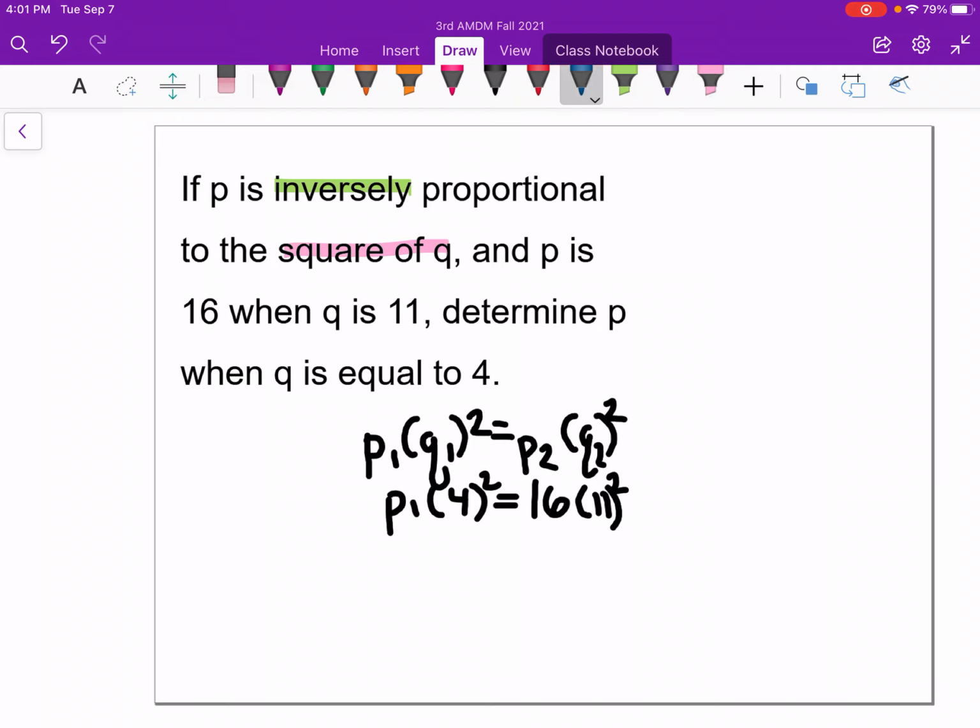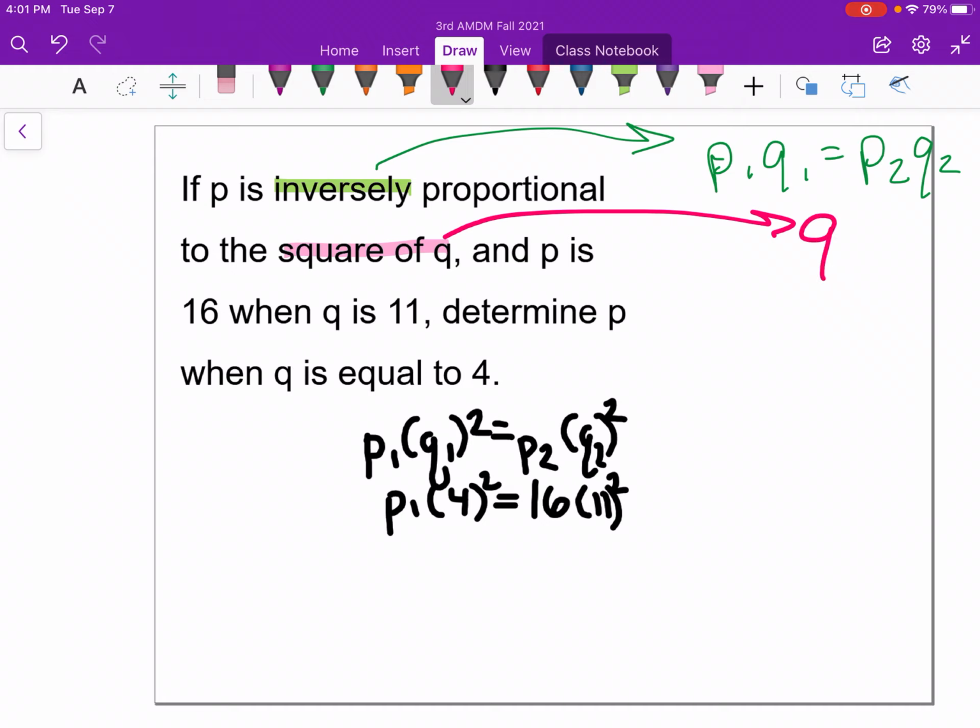So inversely proportional means p1 q1 equals p2 q2. You're going to multiply those both together. Now the square of q means q squared. If you were looking for the square root, it would say the square root of q. So make sure you know that.